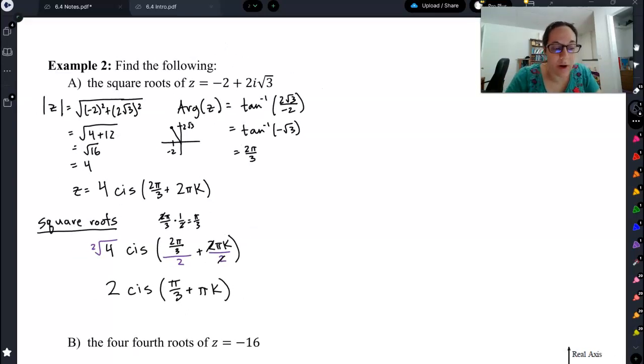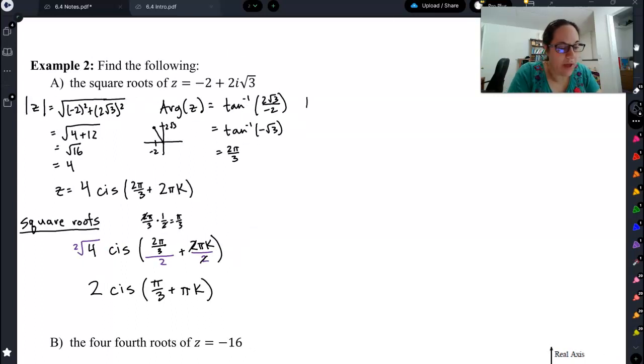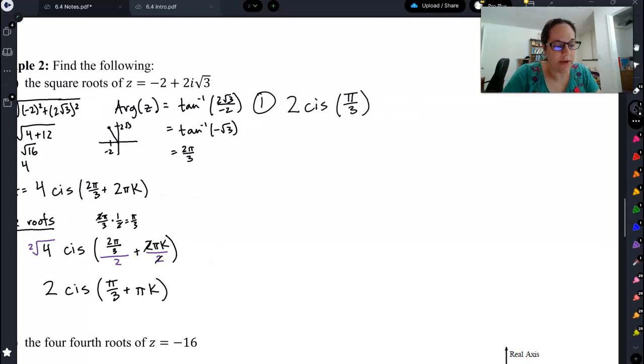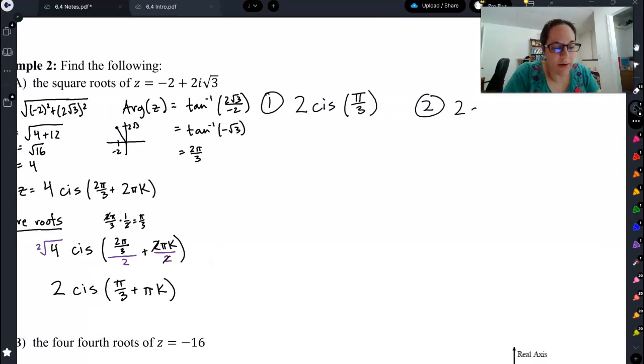Now, because it's square roots, that means I should have 2 answers. The first one is my regular argument. So regular modulus, regular argument. The second one is when I add my pi to my argument. And I would keep adding pi for however many roots I need. In this case, because it's the square root, I only need 2 answers, so I only need to add pi once. But remember, if you have the cube root or the 4th root, you would keep adding whatever it is till you get 3 and 4 answers, whatever you need.